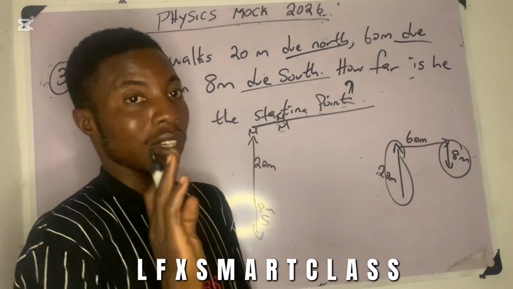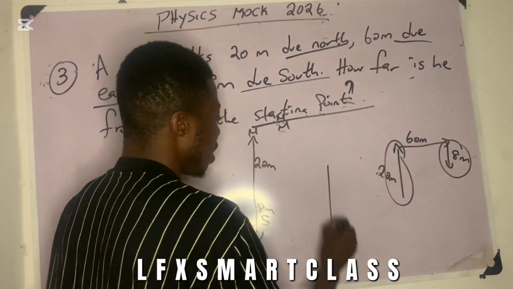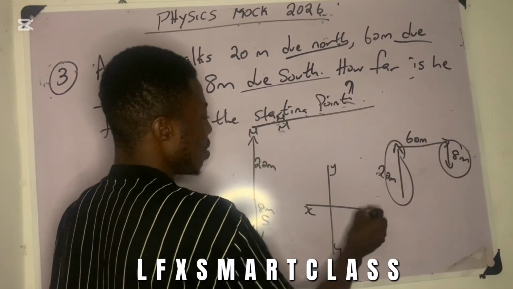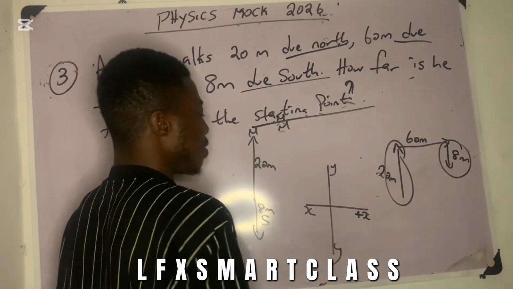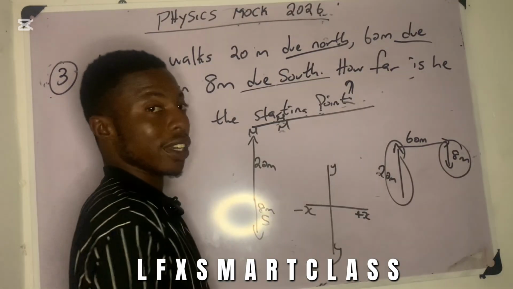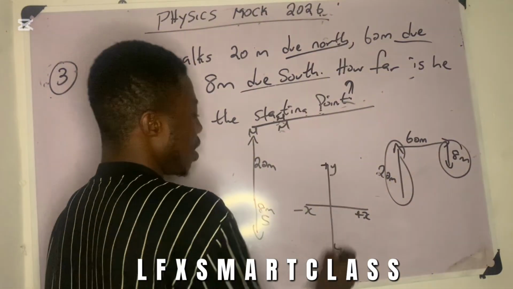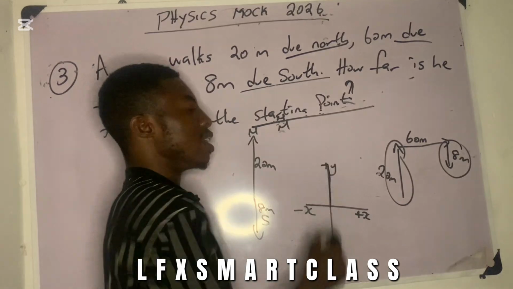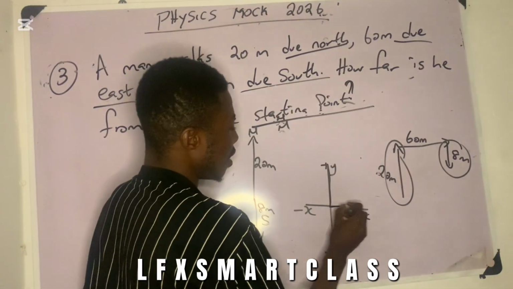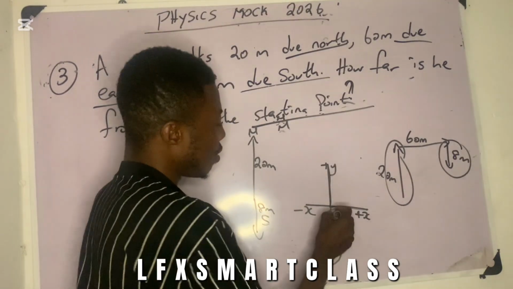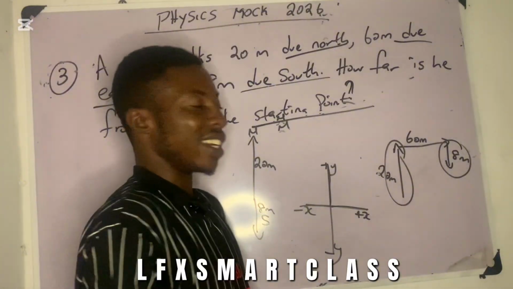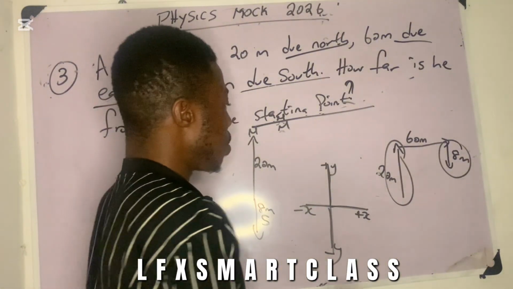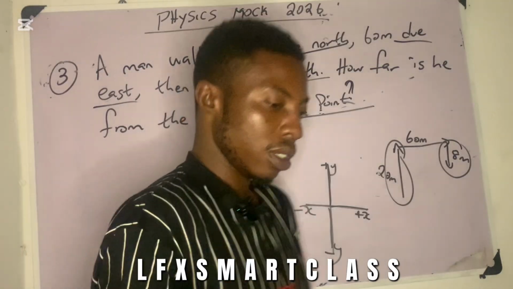Now, if you look at our normal typical graph, we'll have something like this. We have our y-axis and our x-axis. Here is our positive x, here is our negative x, here is our positive y, and here is our negative y. Anything that falls around here is our positive y. Anything that falls around here is our positive x. Anything that falls around here is our negative x. And anything that falls around here is our negative y. So now let's carry on.